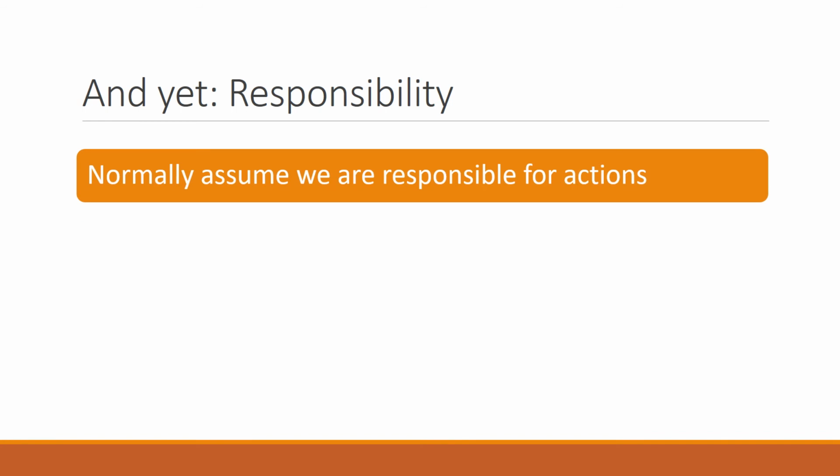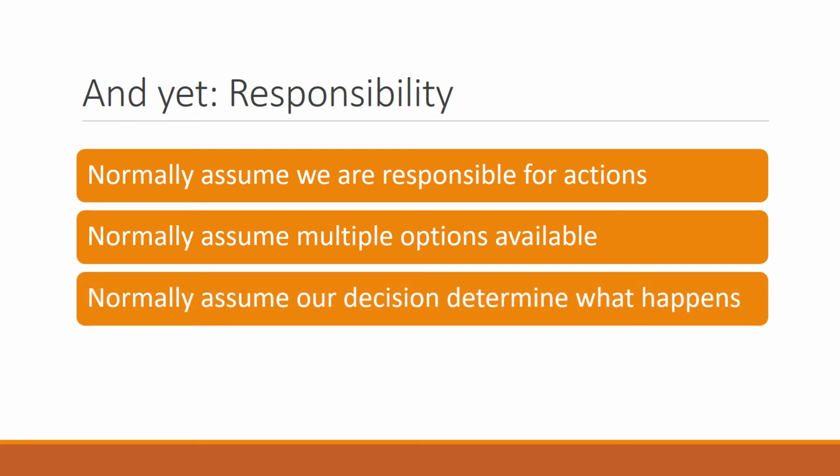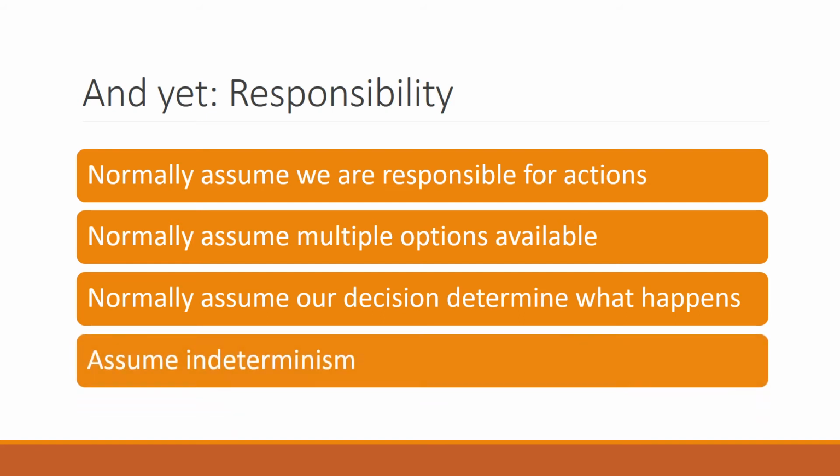So we normally assume that we're responsible for our actions, and we assume other people are responsible for their actions. We normally assume that multiple options are genuinely available to us. When we make a decision, we don't think, well, there's one thing that I'm definitely going to do. I don't know what it is yet, but I don't really have multiple options available. We normally think, there's more than one thing I could do right now, and I have to make a decision, and my decision determines what I'm going to do, not anything else. So we normally assume that our decisions determine what happens. So we assume indeterminism. And furthermore, we assume that it's us. It's not just events that happen within us, it's me. I decide whether I'm going to leave the room.